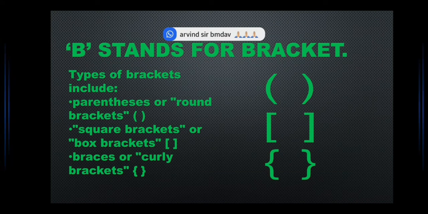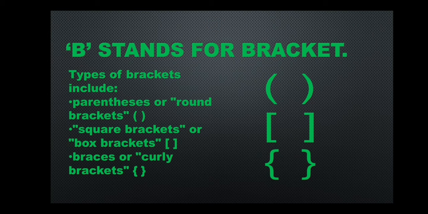Now next, B stands for bracket. There are basically three types of bracket. The first one, you can see at the top, is the round bracket. First we have to solve the round bracket. After solving the round bracket, we have to solve the curly bracket. Curly bracket is drawn last. And after solving the curly bracket, we have to solve the square bracket. So in this order, first we have to solve the curved bracket or round bracket, then the curly bracket and then the square bracket.